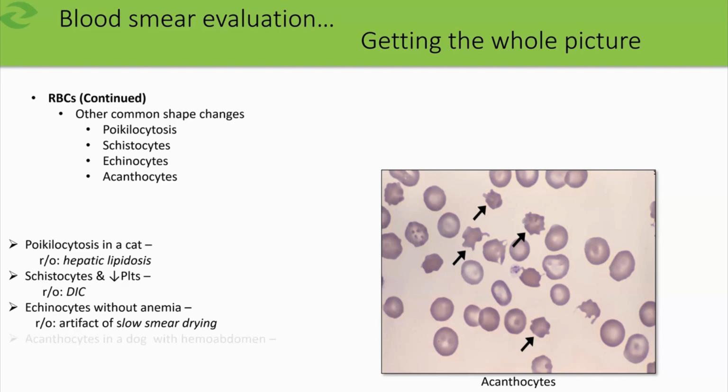And acanthocytes, when they're present in a dog with hemoabdomen, the primary differential, and really until proven otherwise, is hemangiosarcoma. So evaluation of the spleen and the liver is associated with that. It is really uncommon to see acanthocytes in a dog with hemoabdomen and not have hemangiosarcoma. In fact, I cannot recall the last time I've seen that pattern of acanthocytes and hemoabdomen in the absence of a diagnosis of hemangiosarcoma.